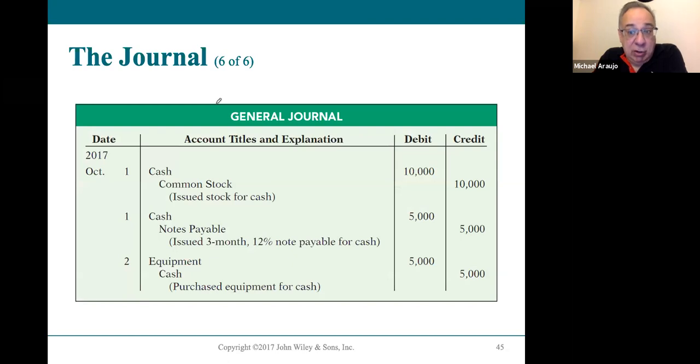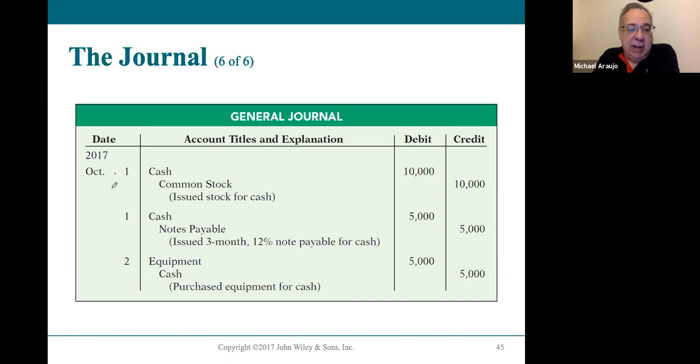Journals can be quite large. When you do all these journal entries and you print out the journal or look at a journal, it's quite the document. It's a lot going on here. But this is what a general journal, an accounting journal, would look like.